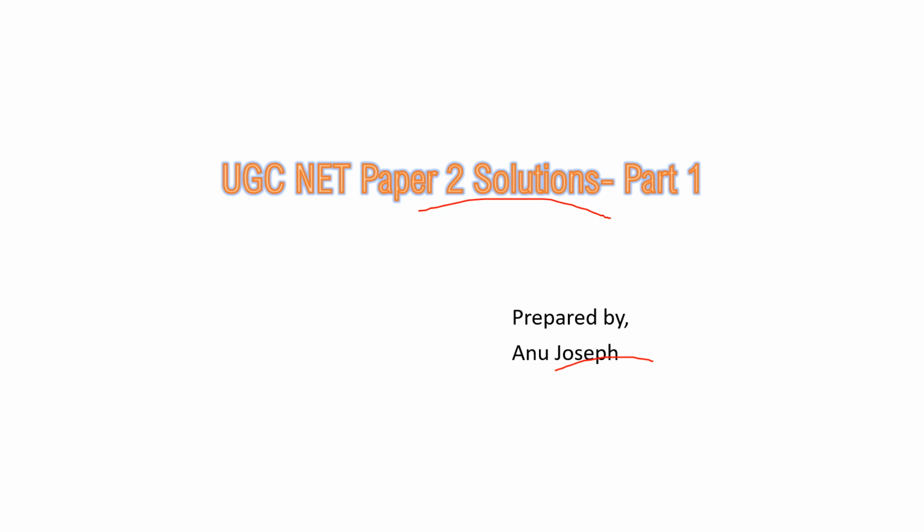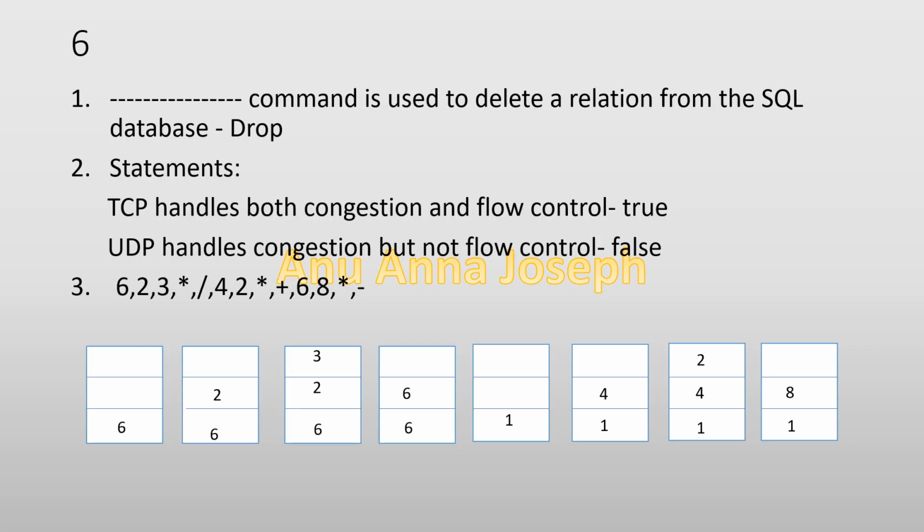Here I am discussing 20 questions, and the remaining questions I will discuss in the next sessions. So the first question, which is easy: the dash command is used to delete a relation from the SQL database. Drop command. Another option was delete. Delete, we know, is used to delete a single row or column. So the answer is drop.